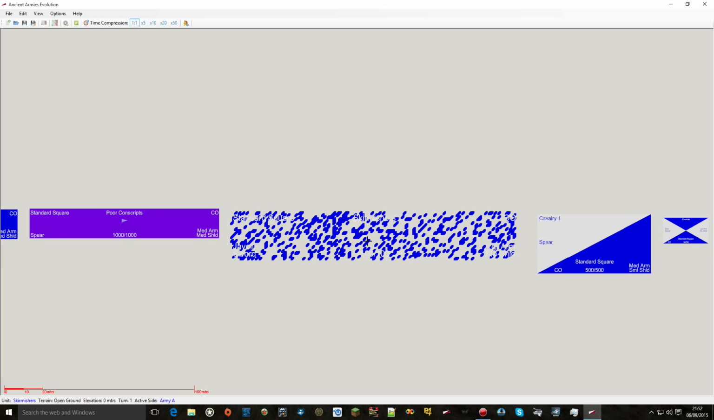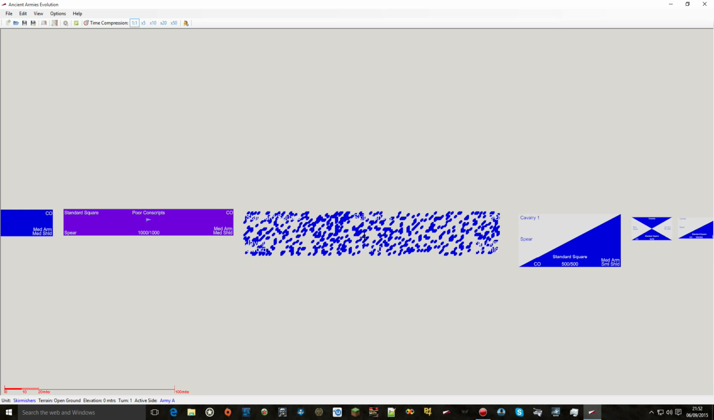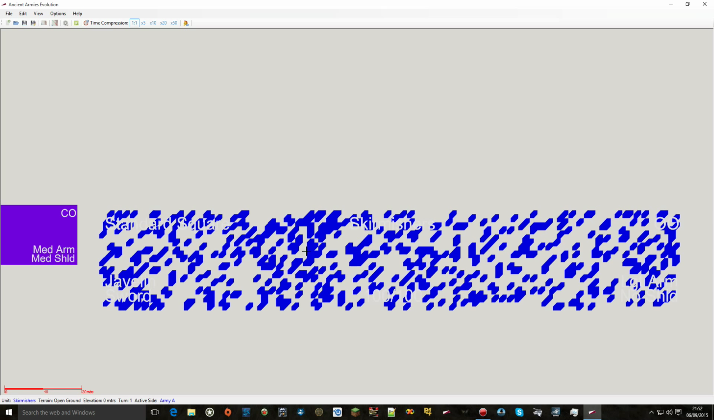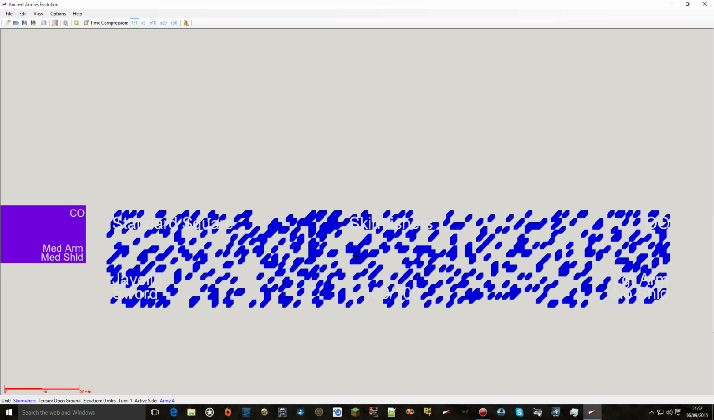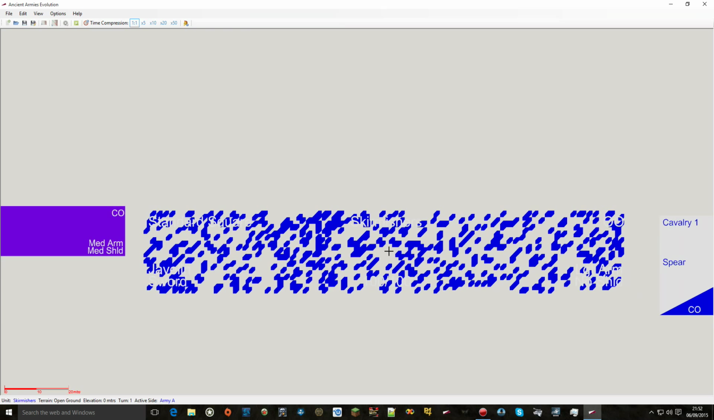It does try to maintain a good ratio between the units and spaces. That gives you an idea of how much gap there is between the various people in that formation. So in this case, it's a bunch of javelin armed skirmishers, and like I said, they're not fighting in any formation at all. And that's brand new for Ancient Armies.